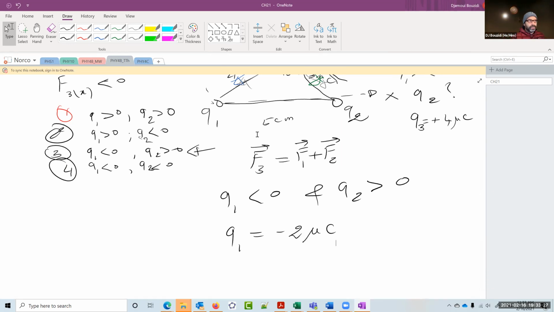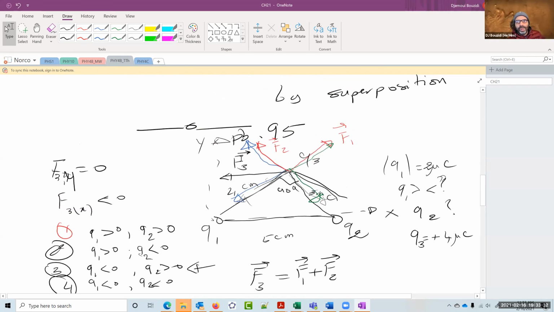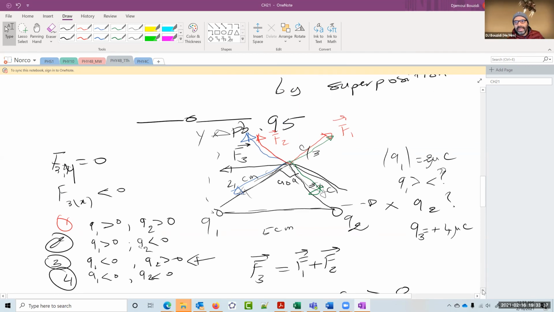Calculate the magnitude of Q2. So we need to find Q2. What do we know about this problem? We know that the y component is equal to 0. Let me draw this one clearly, okay?